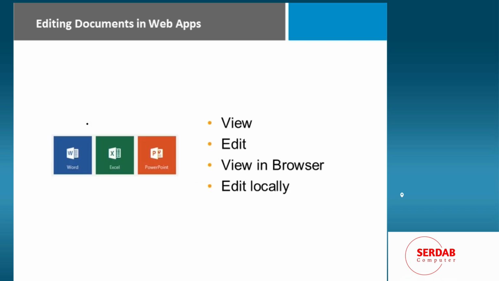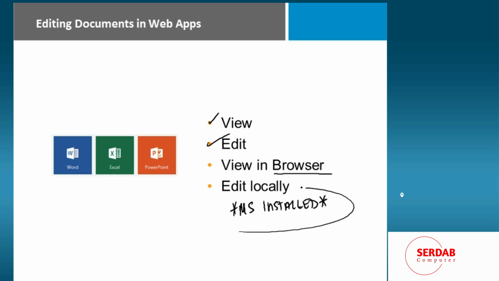When you edit documents within the web apps, you're going to see that your default is that you can view the document. If you click on Edit, your option is to either edit in the browser, which means right there in the web browser itself, or if Microsoft Office is installed, and that is the prerequisite, locally on your PC, you're going to be able to edit it locally.